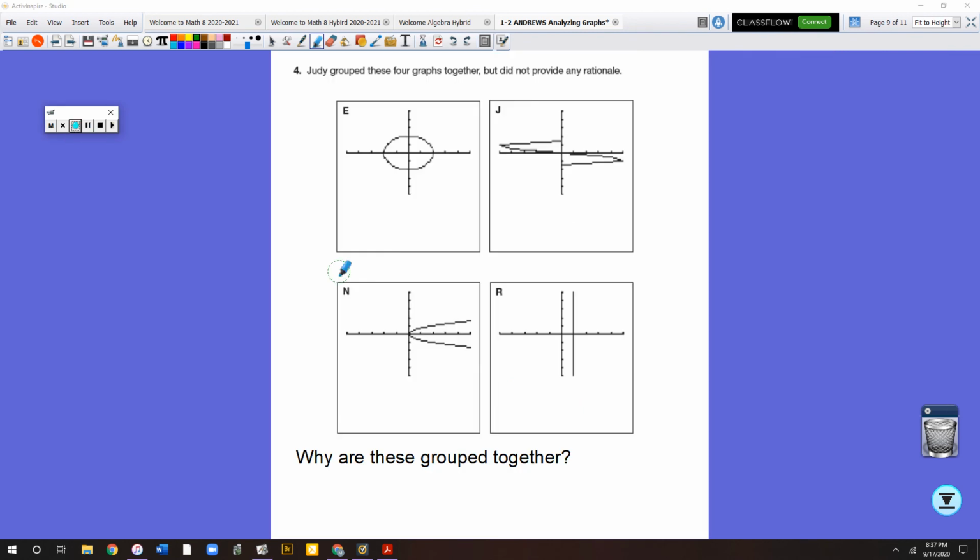Judy grouped these four graphs together but did not provide any rationale. Why are these grouped together? Take a look at these graphs and think, why would these graphs be grouped together?